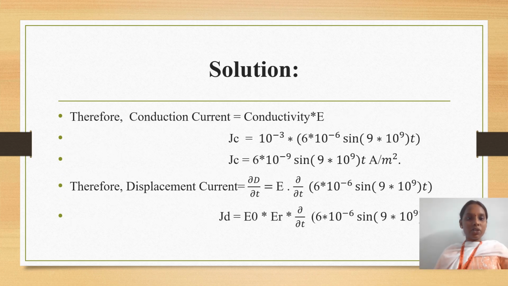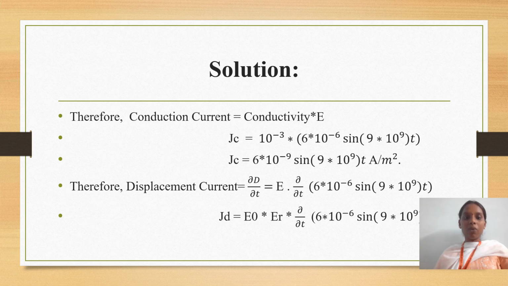Next, coming to the solution. We want to find JC and JD. JC is the conduction current, which we already know: conductivity into E. Given that conductivity is 10 to the power of minus 3, and E bar is as given, we multiply 10 to the power of minus 3 with 6 × 10 to the power of minus 6 sin 9 × 10 to the power of 9 t. We get the answer 6 × 10 to the power of minus 9 sin 9 × 10 to the power of 9 t amperes per meter square.